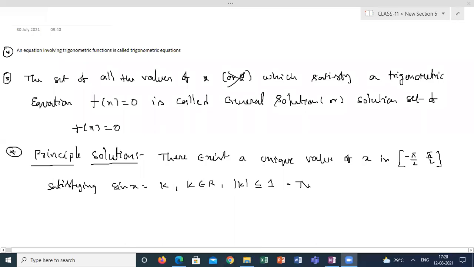Guys, yes. So there exists a unique value of x. Range of sine is minus 1 to 1. All the values are repeating from minus pi by 2 to pi by 2. So between minus pi by 2 and pi by 2, the value will never repeat again. To understand this, what is the principal solution? There is a difference between principal solution and general solution. General solution is all of them in general. Principal solution means only one value will be the solution.